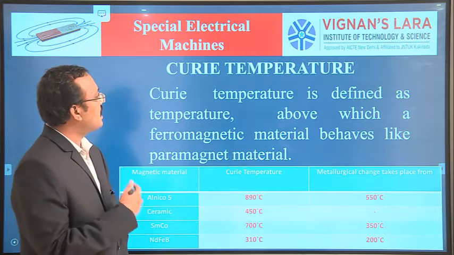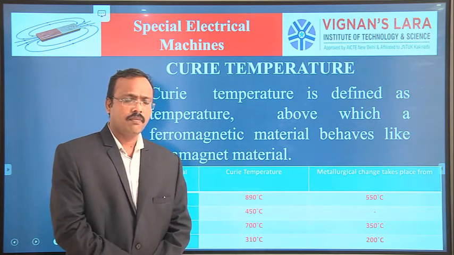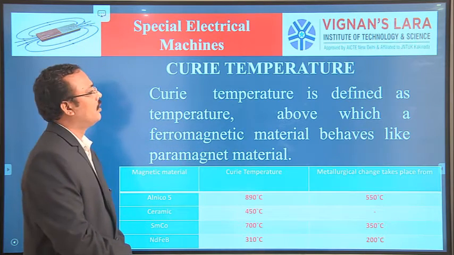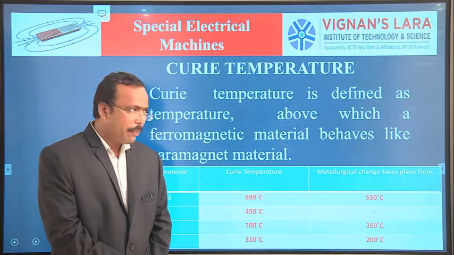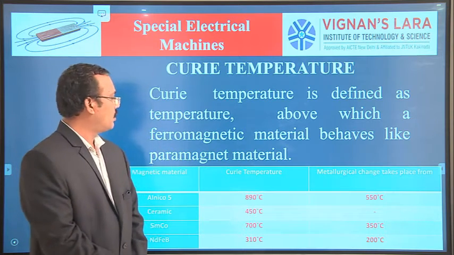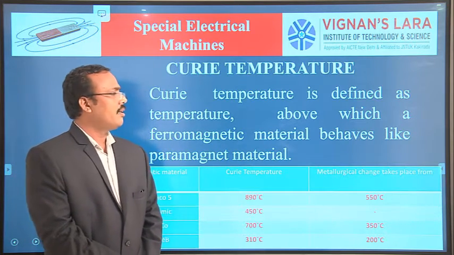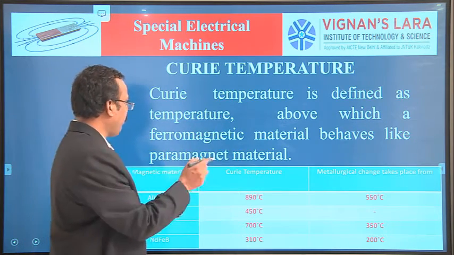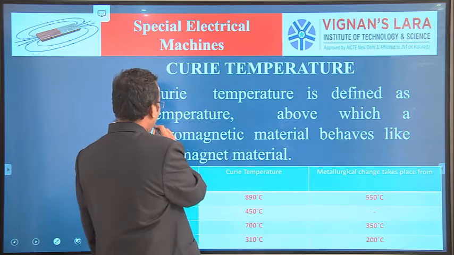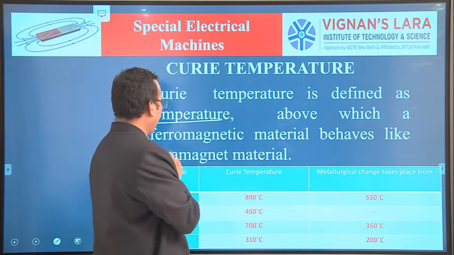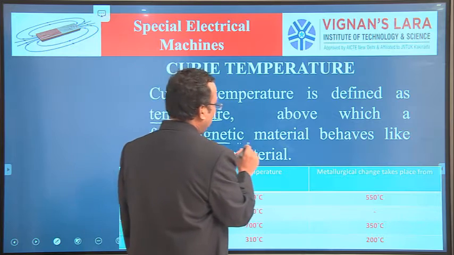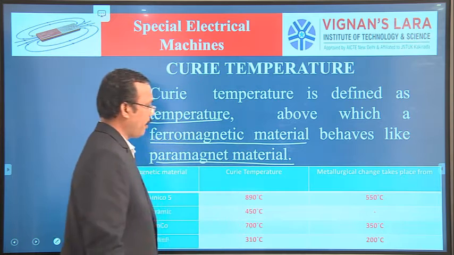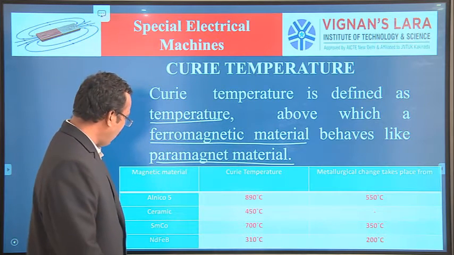Now we will discuss Curie temperature. What is the Curie temperature? The Curie temperature is defined as a temperature above which a ferromagnetic material behaves like a paramagnetic material.